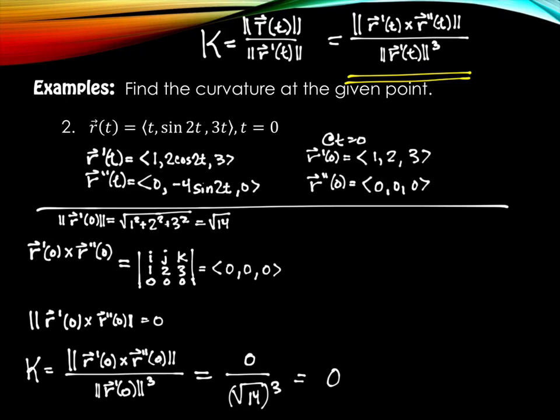What do you suppose a curvature of 0 would mean? It's a straight line. Not curved. It's flat. It's not curved, right? It's straight in some fashion, right? Good.